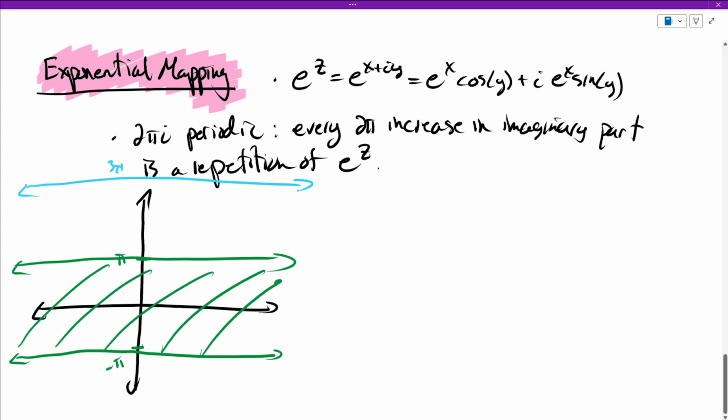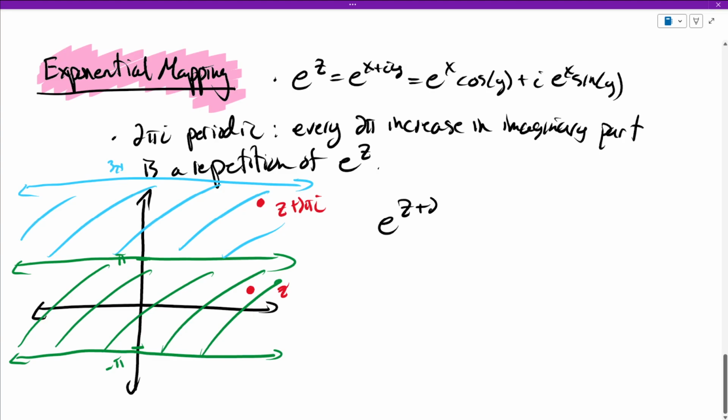Let me do a chunk here. The output of a point of this, say, red point here is going to be the exact same as the output of that point plus 2 pi i. So that is e to the z plus 2 pi i is e to the z. All right, so it's 2 pi i periodic, and so to figure out what it does to all of the complex plane, it's enough to understand what it does to a slice with the understanding that it sends each of these horizontal strips that have width 2 pi to the same location.